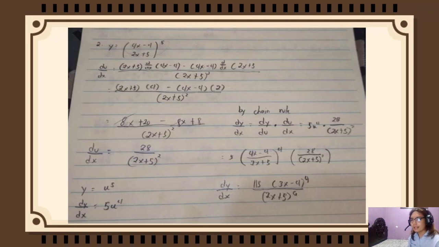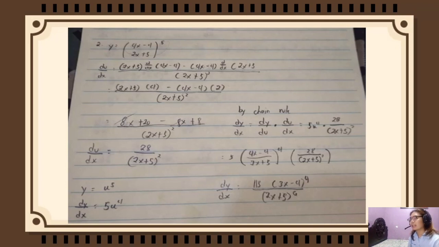Ito, bibring down lang din natin to dito. Then, derivative of 2x plus 5. Ano yung derivative 2x? Is equal to 2. Derivative of 5 is equal to 0. Then, bring na natin to. Ayan na. So, ayan na.